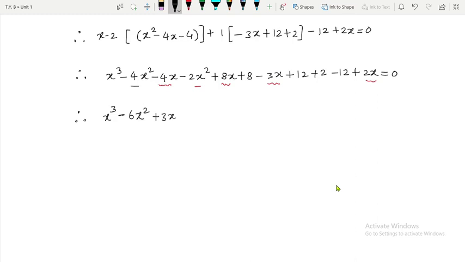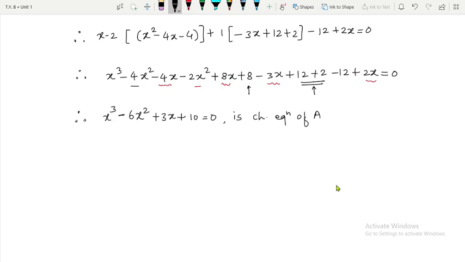Now what about the constant term? So over here you are having 1, over here, so 12 plus 2 will be 14, and 14 minus 12 will be 2, and 8 plus 2 will be 10. So this is plus 10 is equal to 0. This is the required characteristic equation of A.